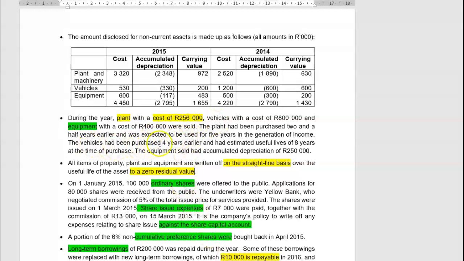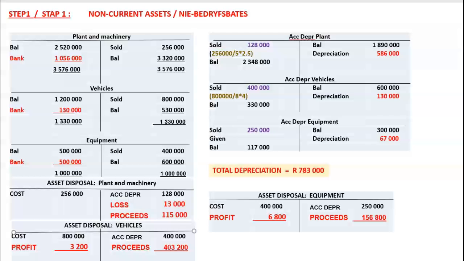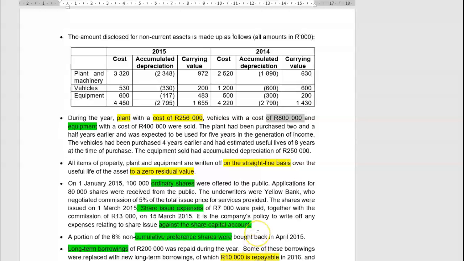The vehicles had been purchased 4 years earlier and had an estimated useful life of 8 years at the date of the purchase. Also half of the cost of the vehicles of 800,000 is the accumulated depreciation on the vehicles sold. So where's our accumulated depreciation on the vehicles? Half of it, 400,000, has been written off already, and that we're going to drop down to the asset disposal account of the vehicles, 400,000.